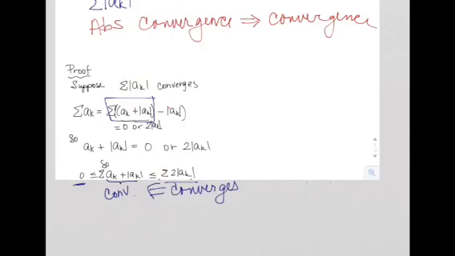But that is actually 2 series being added together. We know that this one's a convergent series. For 2 series to add together to still converge, they both have to converge. So this implies that a sub k also converges.